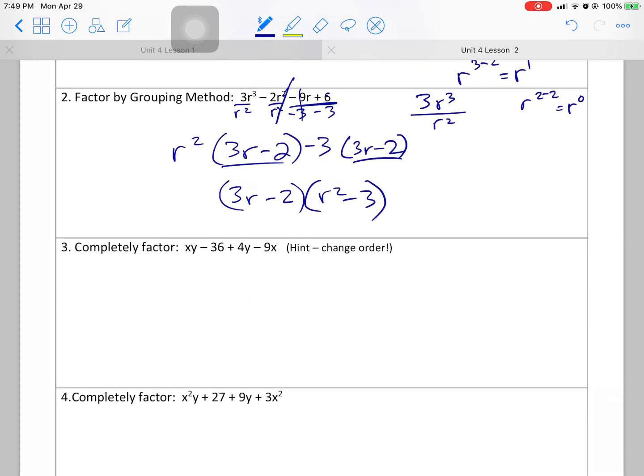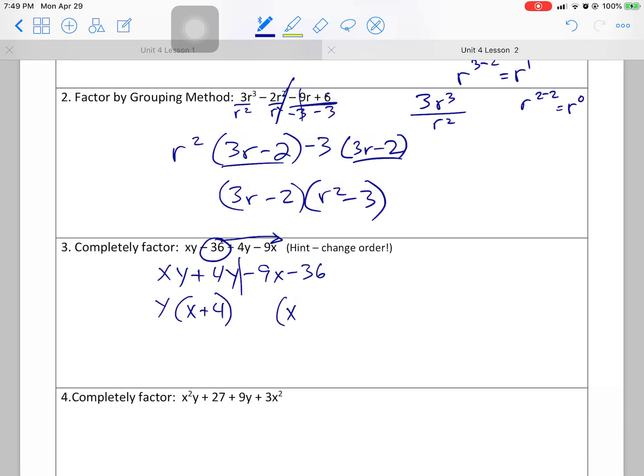All right, this one says hint change order, mostly because you notice the constant is in the middle. So let's take that out, kind of move it down and see. It's kind of a guess and check thing. See if this will work. Let's see, take out the y, you're left with x plus 4, right? Take a y out of both of those.